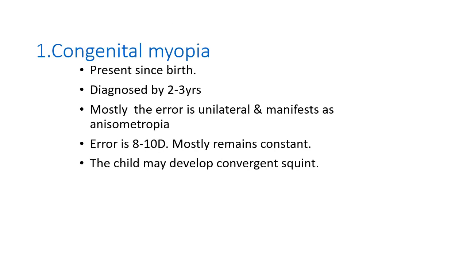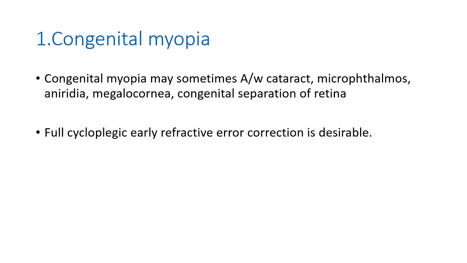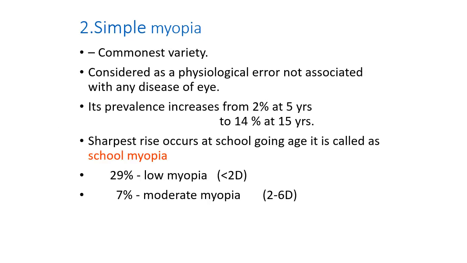So we will see what is congenital myopia. It presents since birth, diagnosed by 2 to 3 years. Mostly the error is unilateral and manifests as anisometropia. Error is 8 to 10 diopters, mostly remains constant. The child may develop convergent squint, that is also called esotropia. Congenital myopia may sometimes have cataract, microphthalmus, aniridia, megalocornea. These are the associated findings. Full cycloplegic early refractive error correction is desirable in such cases.